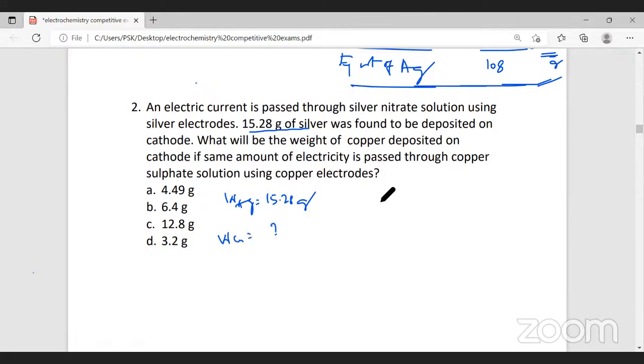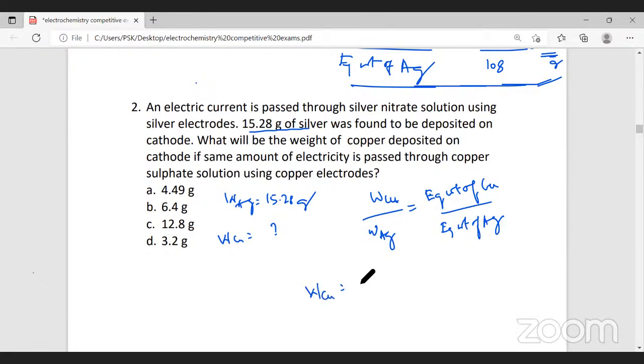So what will be the formula now? Weight of copper divided by weight of silver will be equal to equivalent weight of copper divided by equivalent weight of silver. So what's that now? Weight of copper will be equivalent weight of copper into weight of silver divided by equivalent weight of silver.